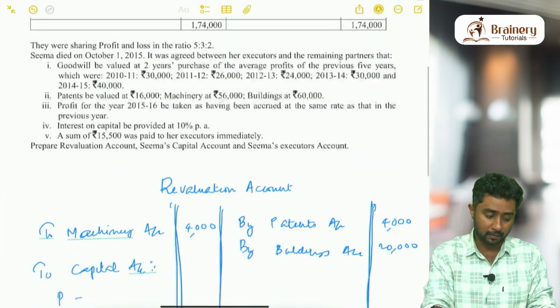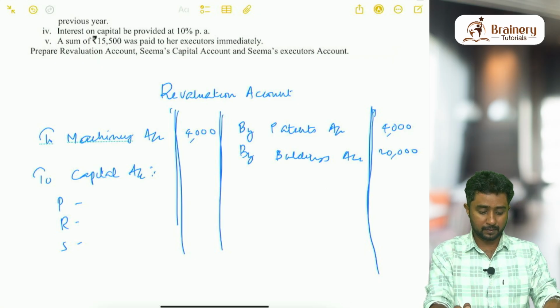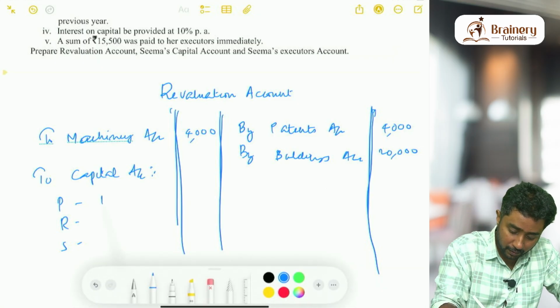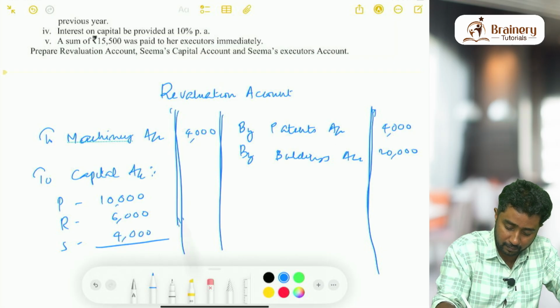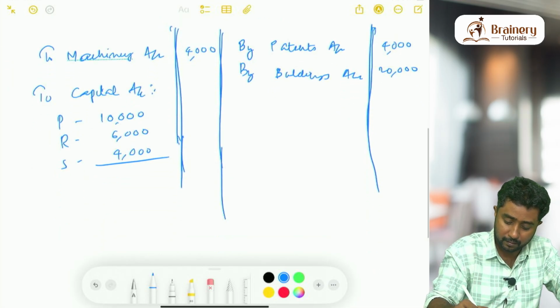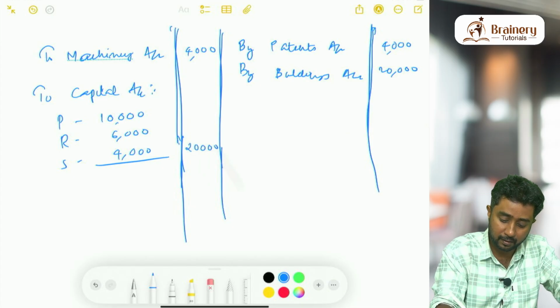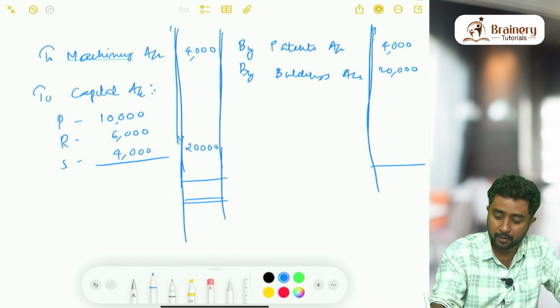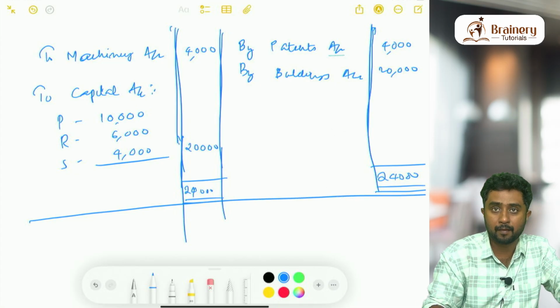the ratio 5 by 10, 3 by 10 and 2 by 10. So the first will be 10,000, the second will be 6,000, and the third will be 4,000. 10,000, 6,000 and 4,000, totally we are getting 20,000. That is done. We are going to total it: 24,000 here, 24,000 here.